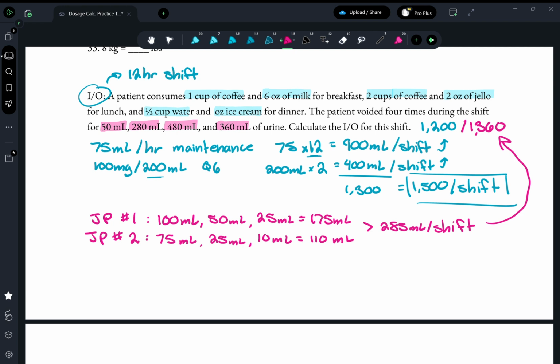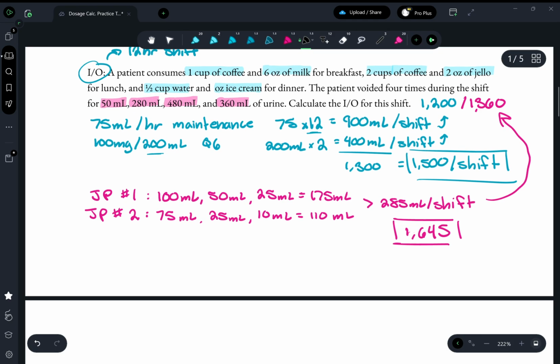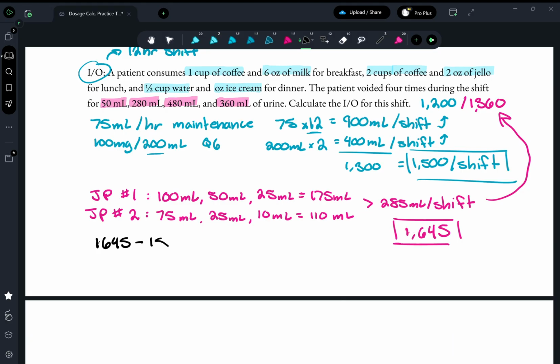Okay, and so our new shift total is going to be 1645. And then I don't know if they'll ask you fluid balance on this one. They might. So in this case, you're going to take your daily output, so the 1645 minus your input, 1500, and that's going to be 145. So in this case, the patient is negative 145 mLs for the day.